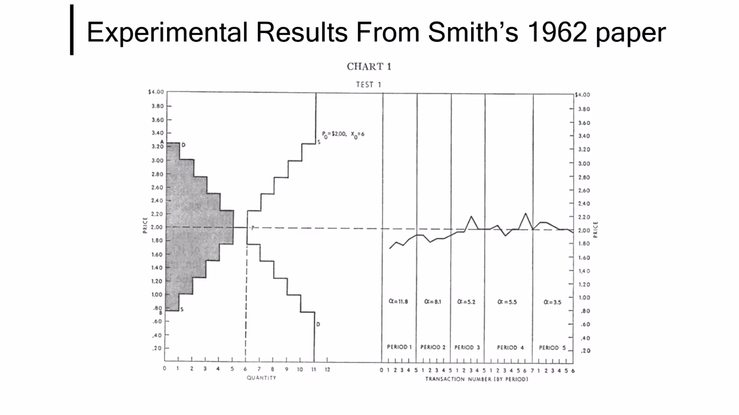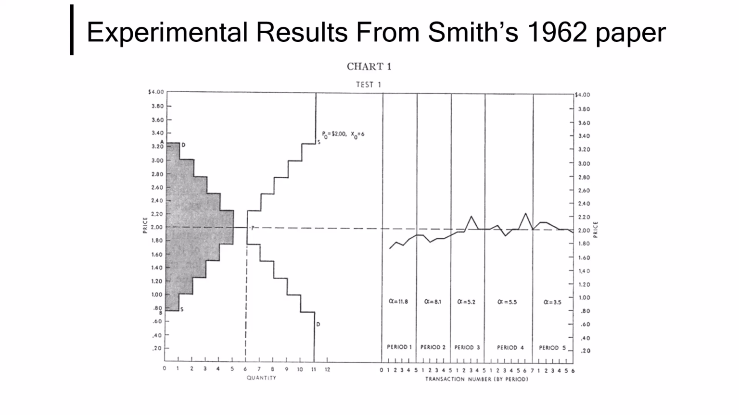In his 1962 paper, Smith reported the results of his market experiments. In Chart 1, we see the supply and demand curve he induced, and the market prices produced by the double auction participants. The lines represent the start of a new market period. Each period, Smith assigned the participants the reservation values and unit costs they had in the previous period and started the market. Each period represents one run of the double auction market. Over time, the market converged to the competitive equilibrium.